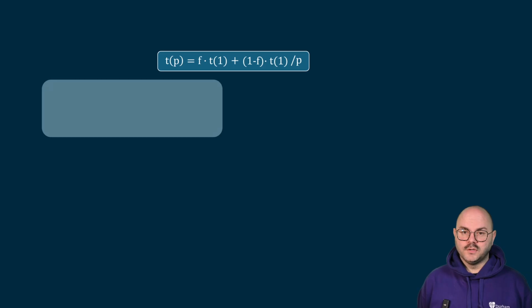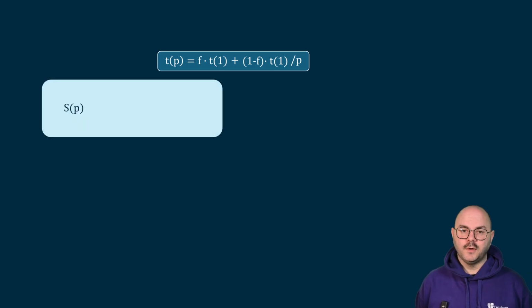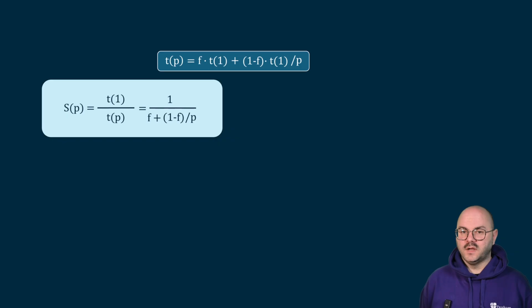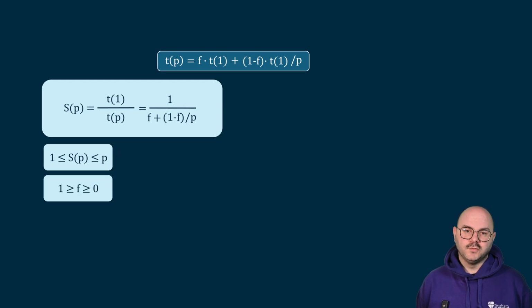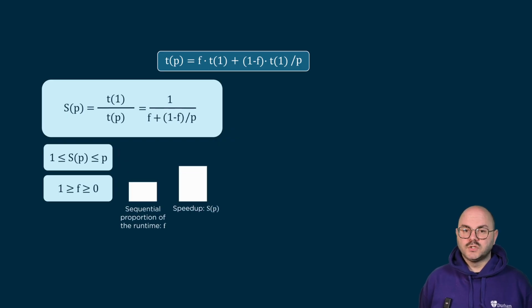Expressing the speedup according to our model of the total runtime on p processors gives S(p) equal to T(1) divided by T(p), which is equal to 1 over f plus (1 minus f) divided by p. This predicts a speedup between 1 and p for S(p), depending on f between 0 and 1. The smaller the sequential proportion of the runtime, the greater the possible speedup that may be achieved with sufficient resources.